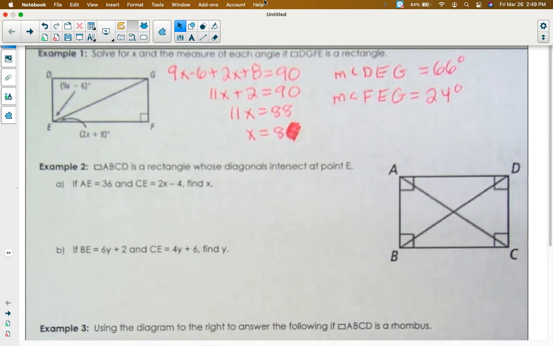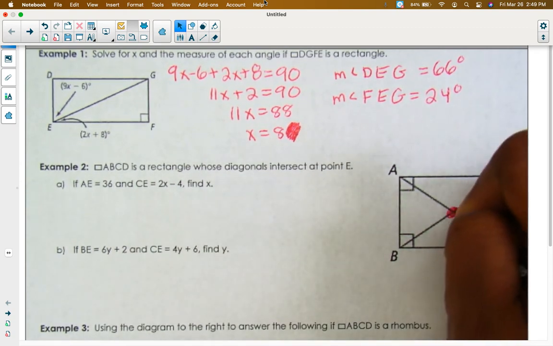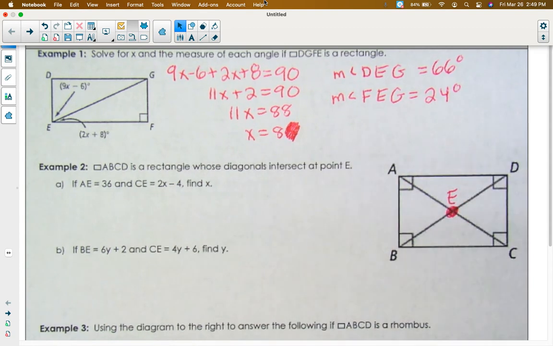ABCD is a rectangle whose diagonals intersect at point E. So I can put point E in here. Part A, if AE is 36 and CE is 2x minus 4, find x. And then part B, if BE is 6y plus 2 and CE is 4y plus 6, find y. So let's do one thing at a time.